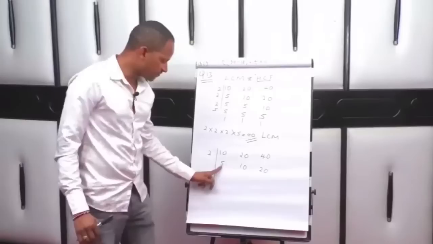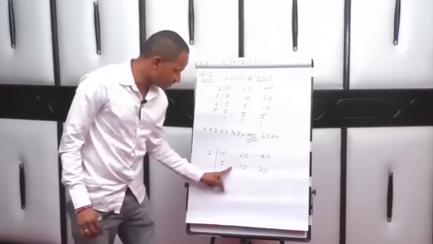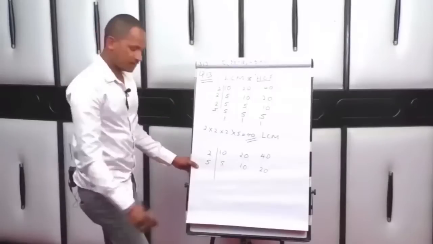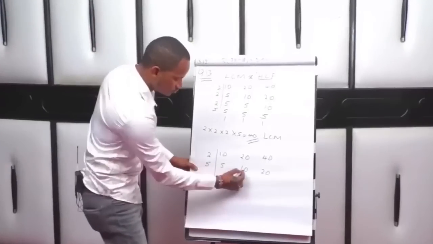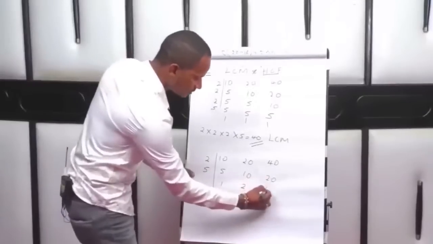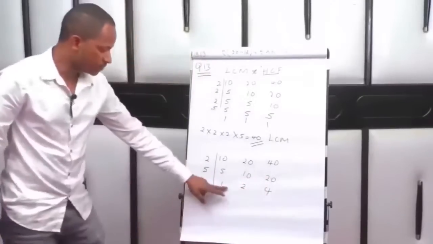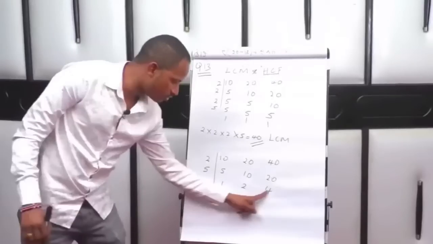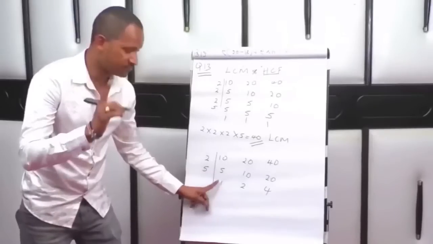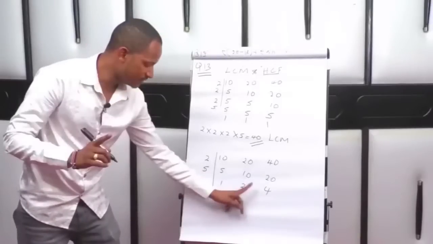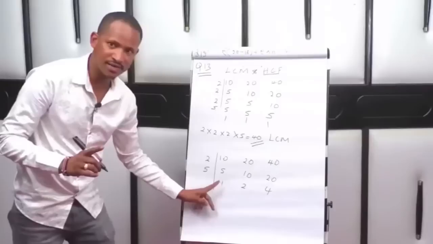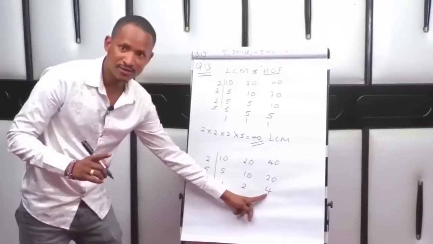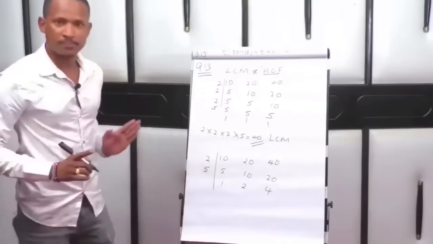If you use 5, 5 can divide all of these without a remainder. So the next one is 5. Then 5 into 5 once, 5 into 10 twice, 5 into 20 4 times. You stop there because there is no other number that can divide all of these without a remainder. If you use 1, it will remain the same. If you use 2 or 3, there will be a remainder. So we stop at that.